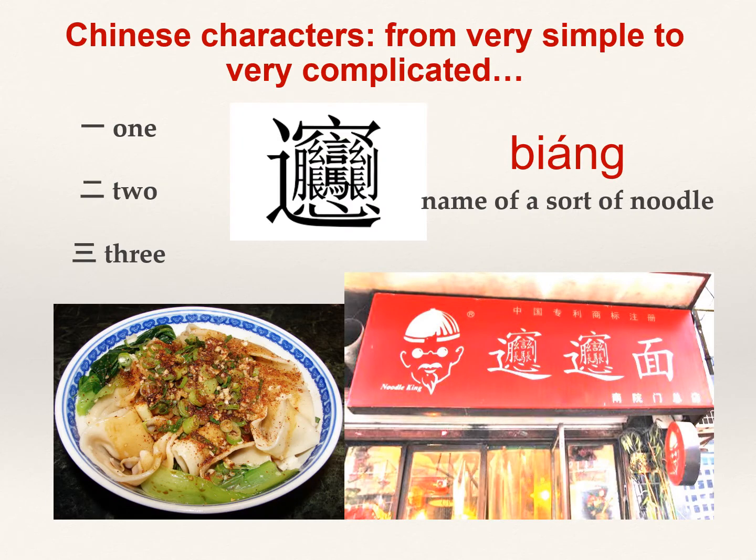And what about the characters? Chinese characters vary from very simple to very complicated. For example, 1, 2, 3 is written by 1, 2, or 3 strokes, very straightforward. But here we got a very complicated one. It's the name of a sort of noodle, and you can still see it in some areas in China. So how to learn these signs or these characters?